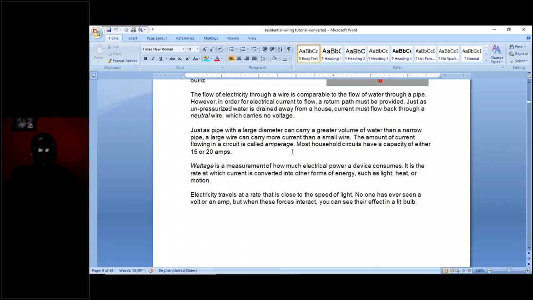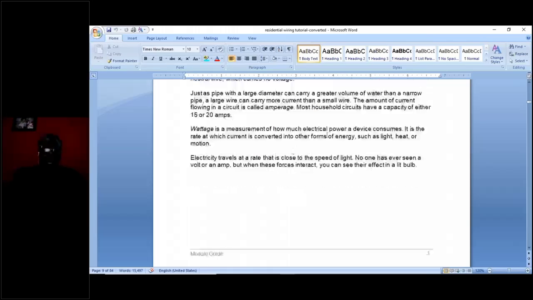The amount of current flowing in a circuit is called amp, or amperage, or ampere, depending on what you want to call it. Most household circuits have a capacity of, let's say, 15 to 20 amps.